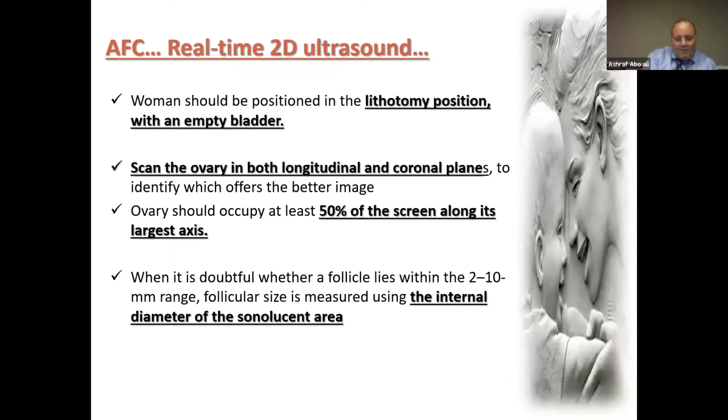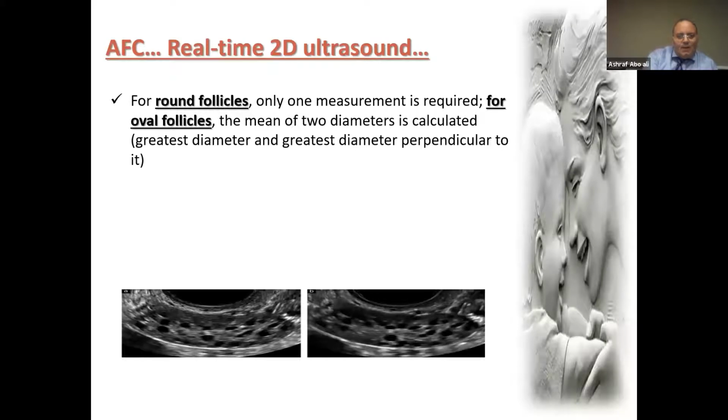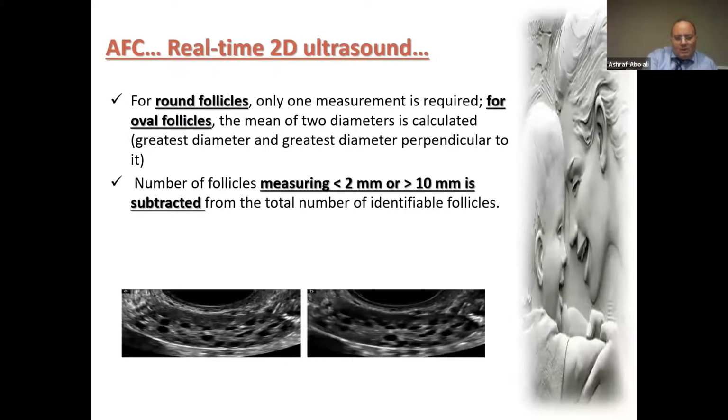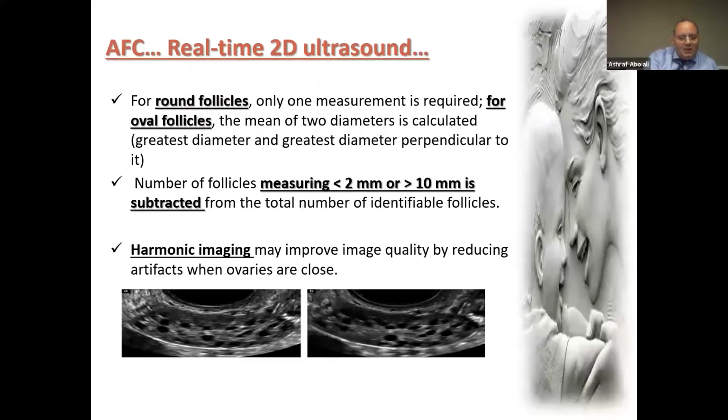When it is doubtful whether a follicle lies within 2 to 10 millimeters, follicular size is measured using the internal diameter. We should measure the number of follicles; those less than 2 millimeters and more than 10 millimeters are to be subtracted from the total number. So after we count, we should subtract the follicles which are less than 2 millimeters or more than 10 millimeters to be accurate.